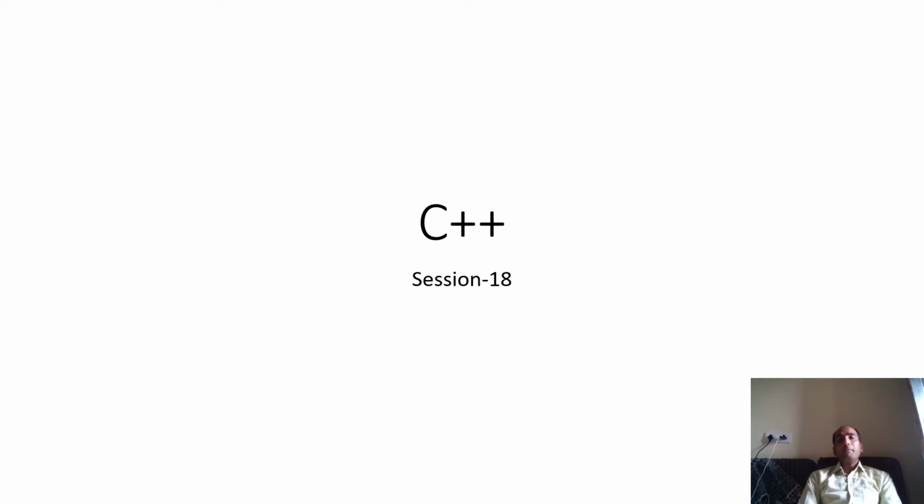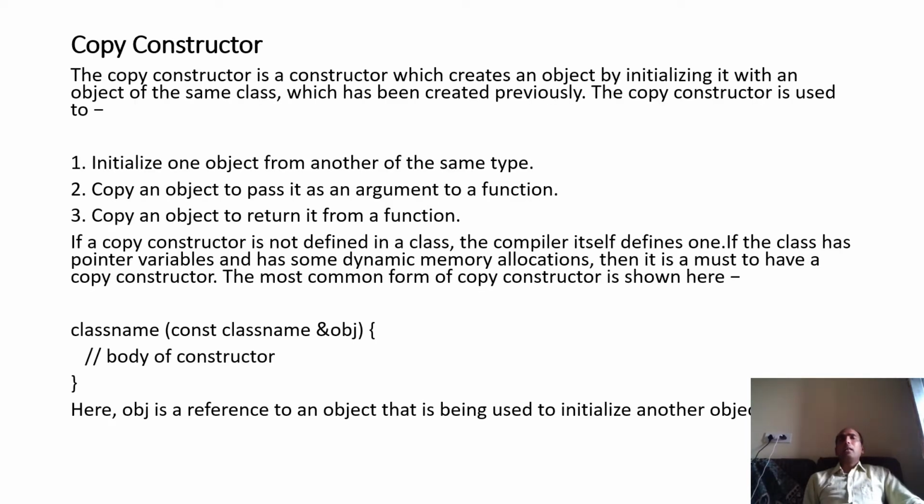Now, today we have to discuss two things: copy constructor, and then we'll move on to polymorphism. So, what is a copy constructor? Let's see. As its name implies, copy constructor. So, what was a constructor? A constructor was used to initialize the value of an object. A copy constructor is used to copy the value of one object into another object.